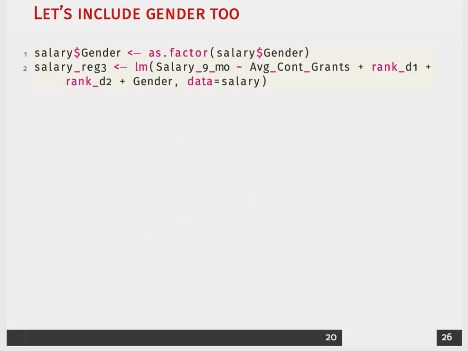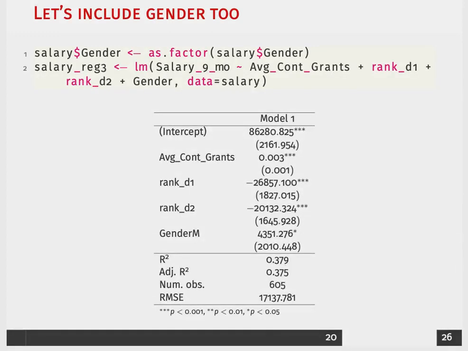So let's just add gender in. And what we can see here is that on average, in comparison to women of similar rank and that have similar grants, holding those variables constant, men on average earn about $4,300 more than women. At least that's what we're getting from that estimated coefficient in our regression model.